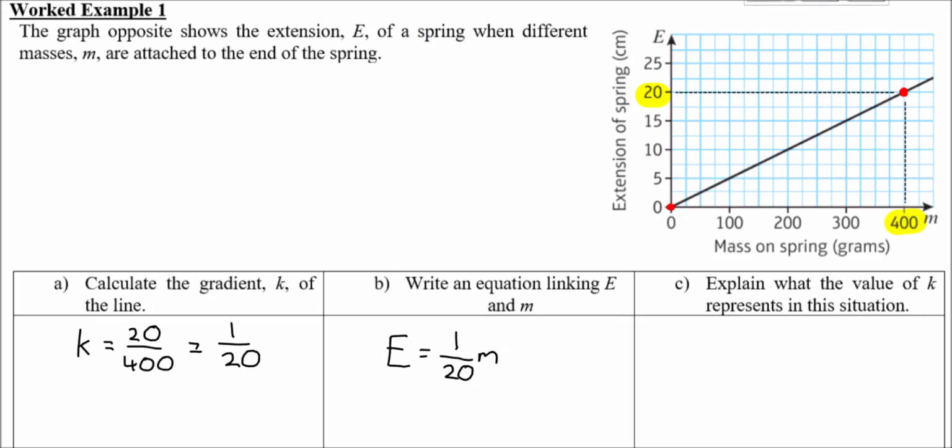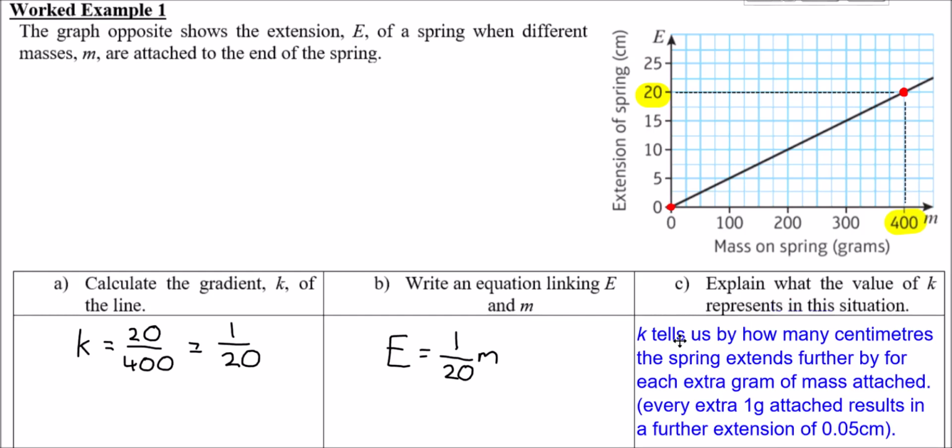Part C, explain what the value of k represents in this situation. So going back to the introduction on straight line relationships, easiest thing is if I just show it to you in writing, so my squiggly, horrible handwriting doesn't put you off. Well, k tells us by how many centimetres the spring extends further by for each extra gram of mass attached to it. So another way of thinking about that is, for every extra 1 gram attached, it results in a further extension of the spring by 0.05 centimetres.